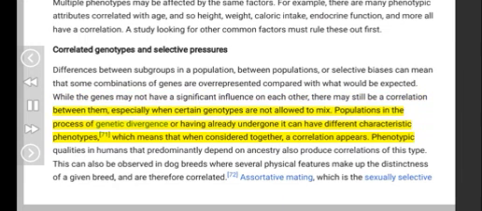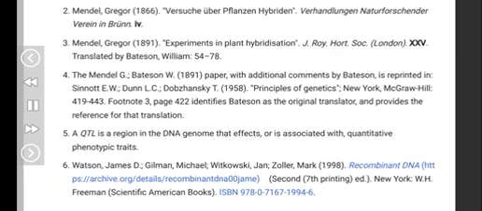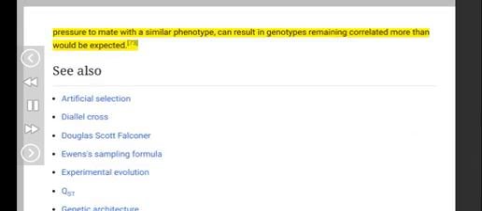Populations in the process of genetic divergence, or having already undergone it, can have different characteristic phenotypes, which means that when considered together, a correlation appears. Phenotype qualities in humans that predominantly depend on ancestry also produce correlations of this type. This can also be observed in dog breeds where several physical features make up the distinctness of a given breed, and are therefore correlated. Assortative mating, which is a sexually selective pressure to mate with a similar phenotype, can result in genotypes remaining correlated more than would be expected.